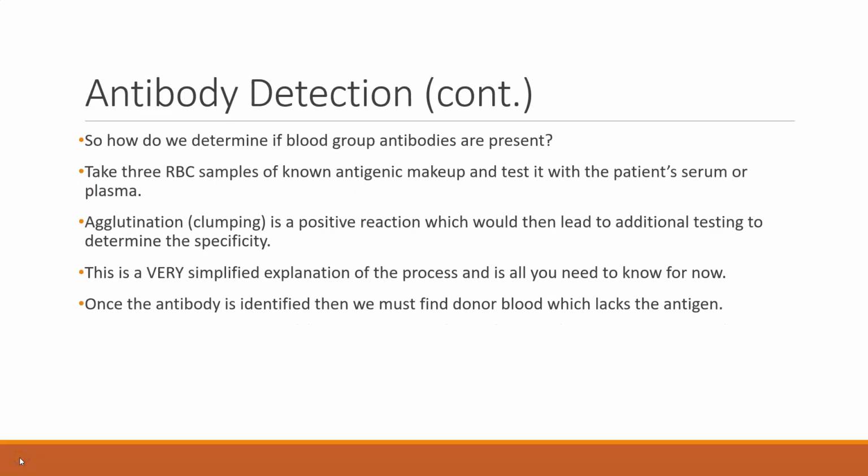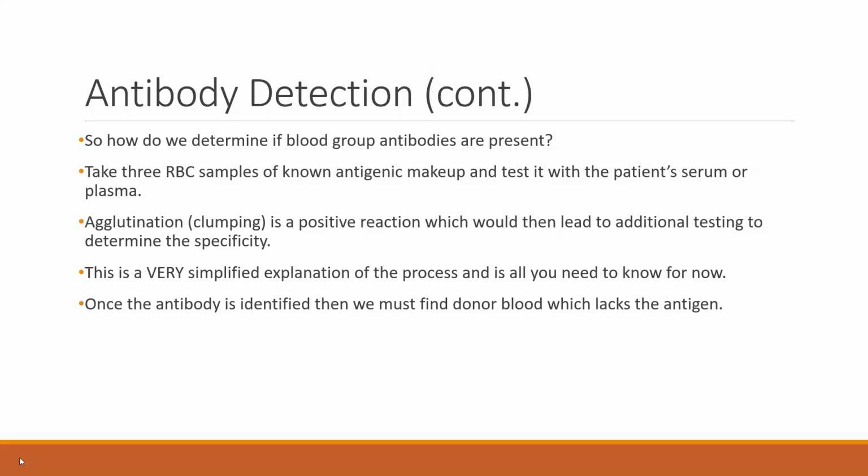So how do we determine if blood group antibodies are present? What we do is we take 3 red cell samples of known antigenic makeup, these are reagent cells, and test it with the patient's serum or plasma. Agglutination or clumping is a positive reaction, which would then lead to additional testing to determine the specificity or identify the offending antibody. This is a very simplified explanation of the process and it's all you need to know for now.